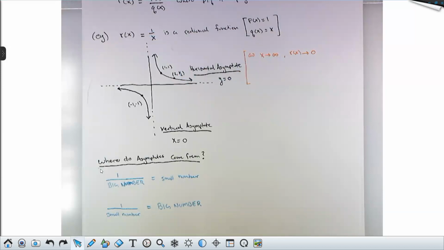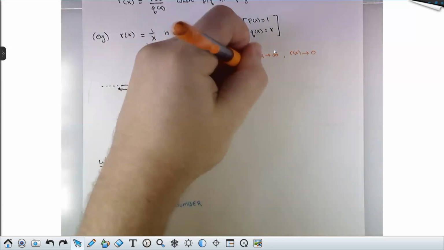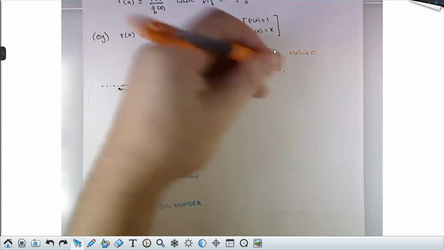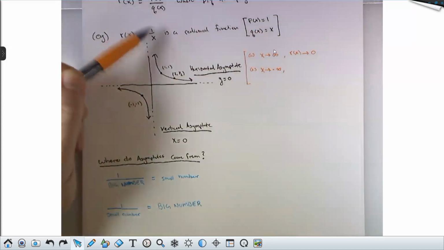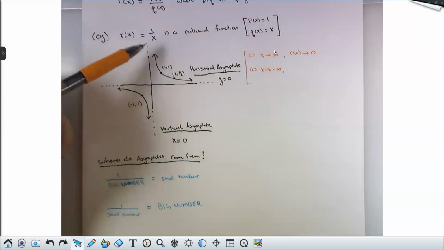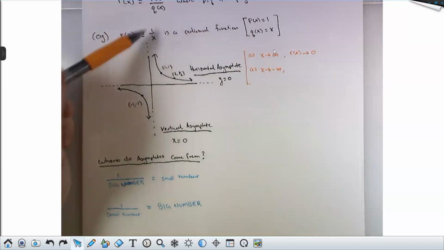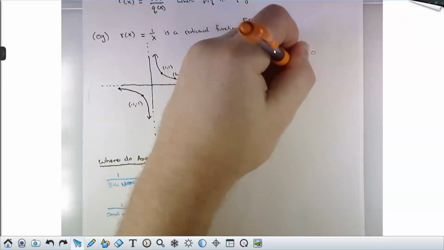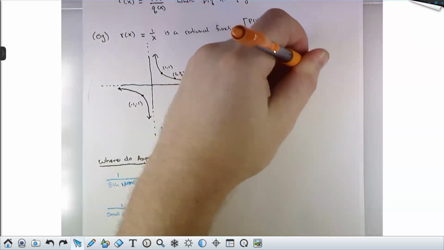And there's nothing special about the big number here. The big number could be positive or negative. As x goes to negative infinity, if I imagine putting huge negative numbers in here, then the output would be a very, very small negative number. 1 over a massive negative number is going to be negative because it's positive divided by negative, and it's going to be very, very small in size. So we'd say r is going to 0.